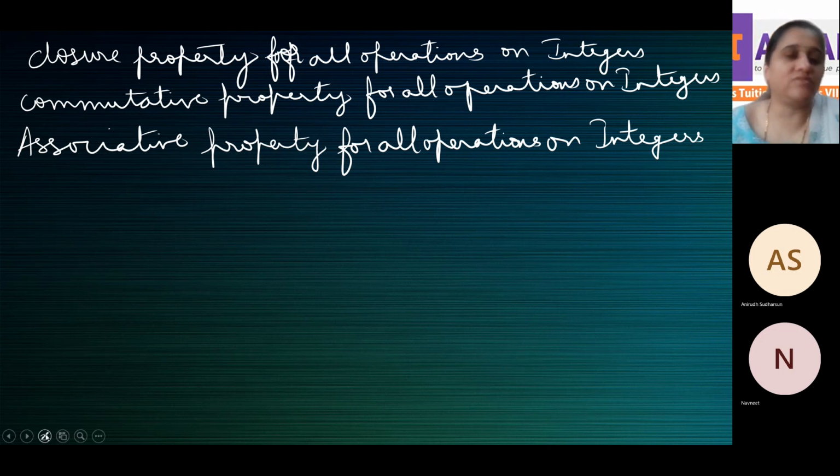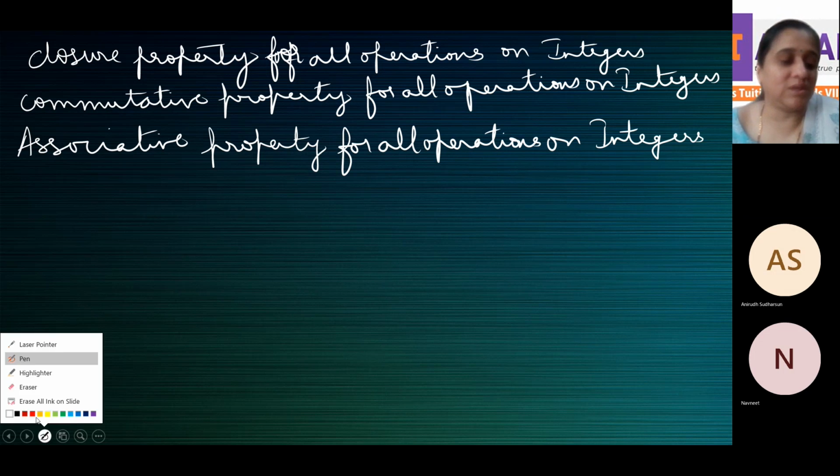See, children find it difficult to remember this. That is why I'm repeating it so many times. So learn it the same way I told you now. Sometimes I find children find it difficult to say that we have learned the closure property for all operations on integers. So there is some kind of confusion as to how to express that. You should know to express whatever you have learned. That's very important. So you should be able to say what you have learned.